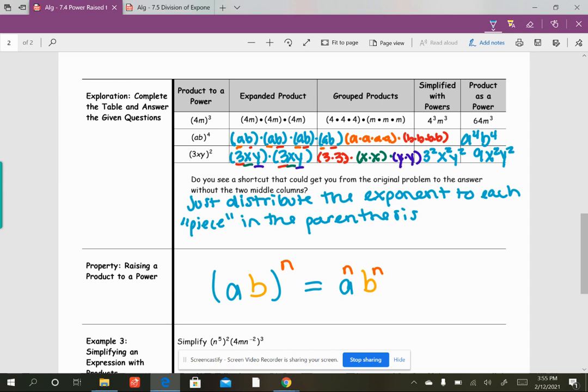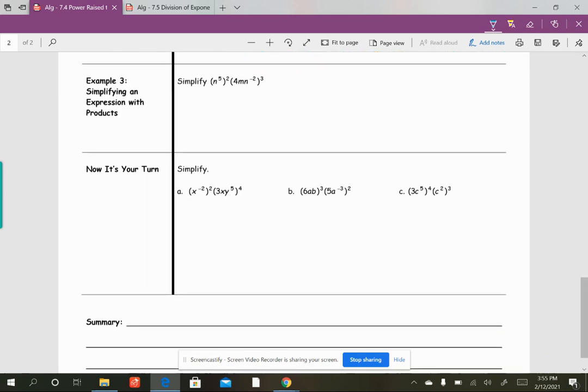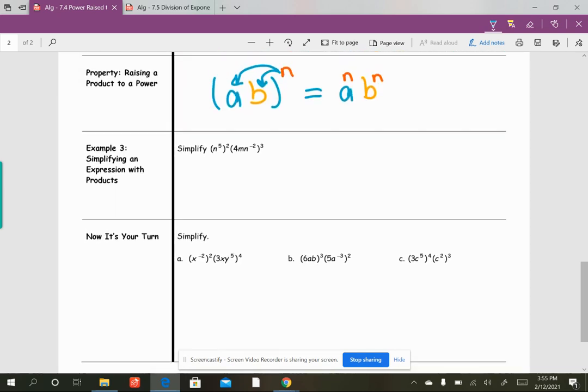So just how it is below. Everything is on the inside. We have a times b to the nth power, and it ends up being as if we've taken this n, distribute it here, and then distribute it here, and we get a to the n times b to the n. And that's what we're going to do with these last few examples here. I'm going to keep that up.